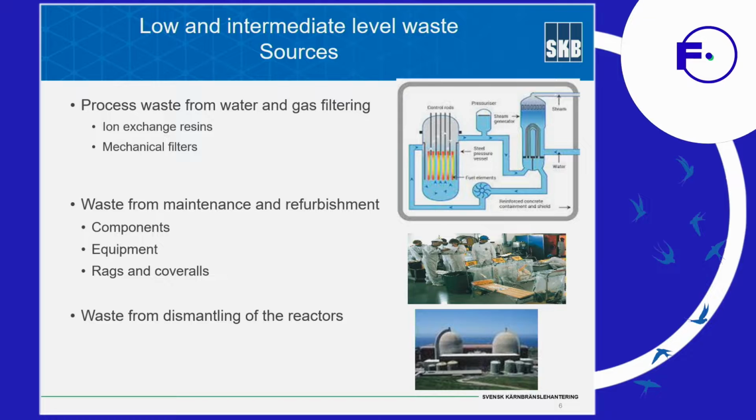During the maintenance of the reactor, which normally is done once a year, you exchange components, you clean the reactor, and you make overhaul of different machines. From there you get waste like components, equipment, and rags and coveralls. Once the power production has stopped, it's time to dismantle the reactor. And some of the parts of the reactor are contaminated with radioactivity, and that also needs to be taken care of as radioactive waste.